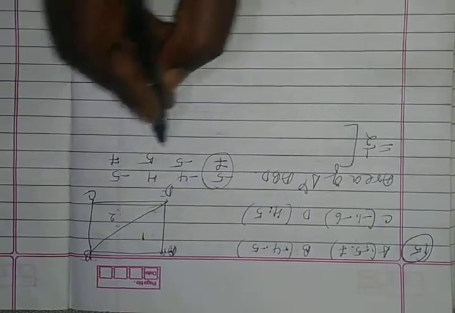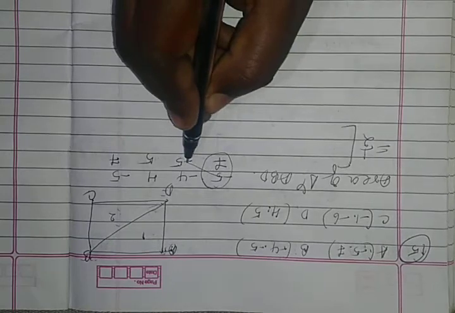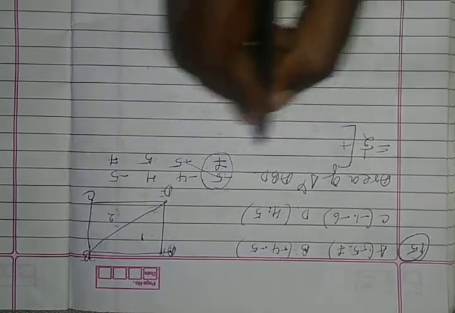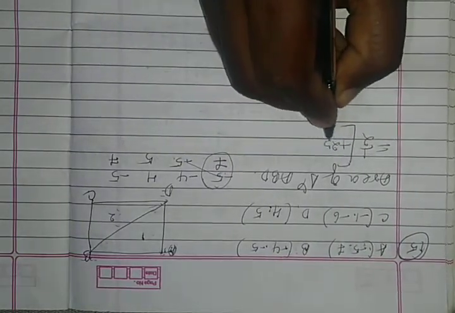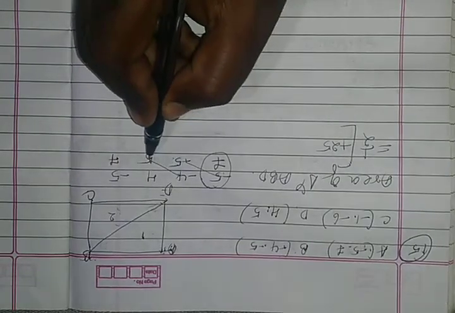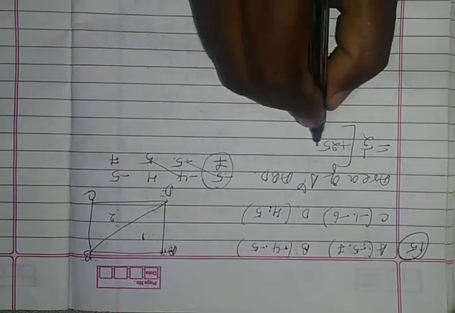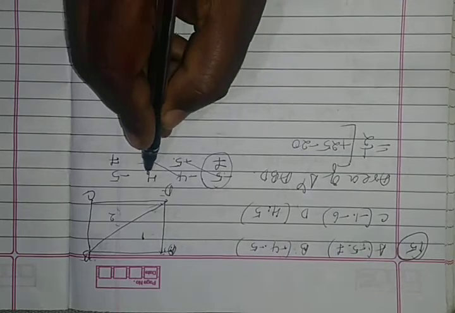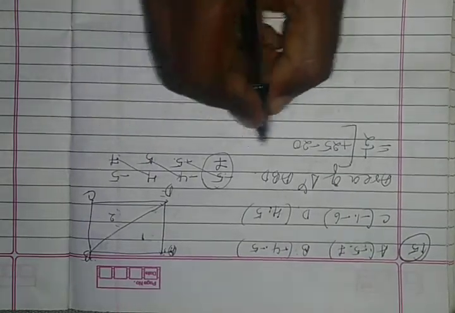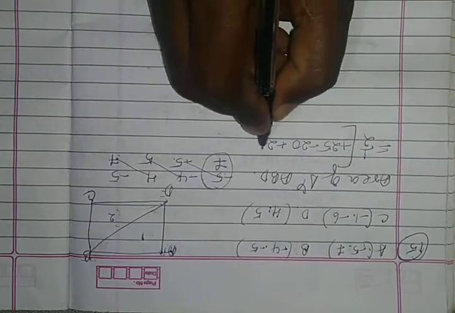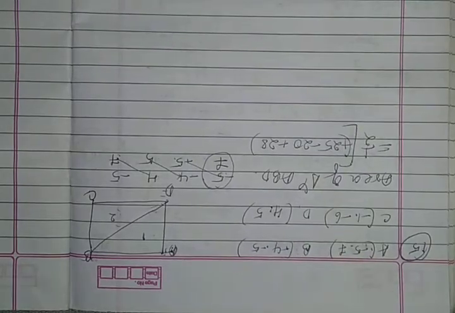So write, first 5 into 5, minus into minus is plus, 5 into 5 is 25. Second, 4 into 5 is 20, here minus 20. Then third, 4 into 7, both are plus, 4 sevens are 28. So first one, the multiplication, is completed.